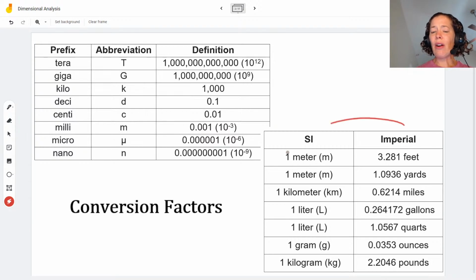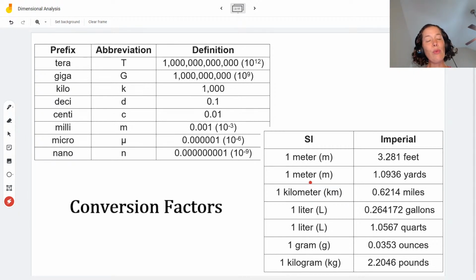Okay, so here also down here in the lower right, these are our conversions between the SI, or again, people think of it as the metric system, between the SI system and the imperial system. Again, I'm going to stick with just these conversions right here. These are the most common ones, but there are plenty more out there that you can find.